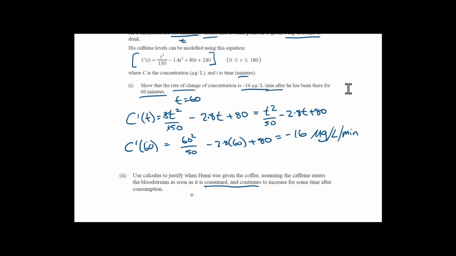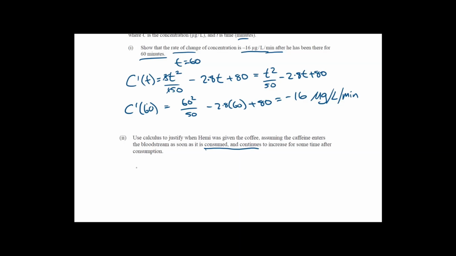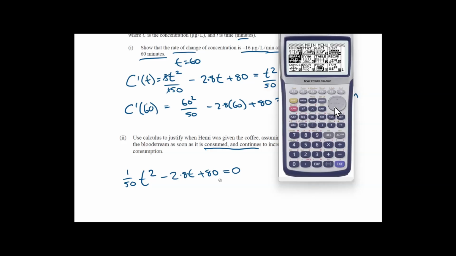So we're going to take the difference equation. I'm going to rewrite it slightly. You'll see why in a second. Minus 2.8t plus 80, and we're going to set that equal to 0. We're going to presume that there's no other stimulus putting caffeine into his body, so the minimum point must be where it takes off. I can't be bothered solving this, so I'm just going to use the calculator to solve it.